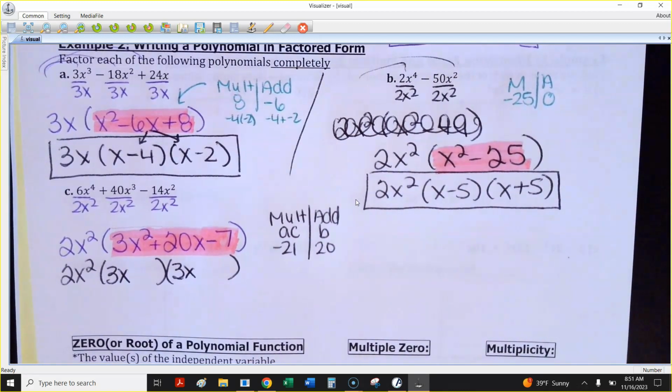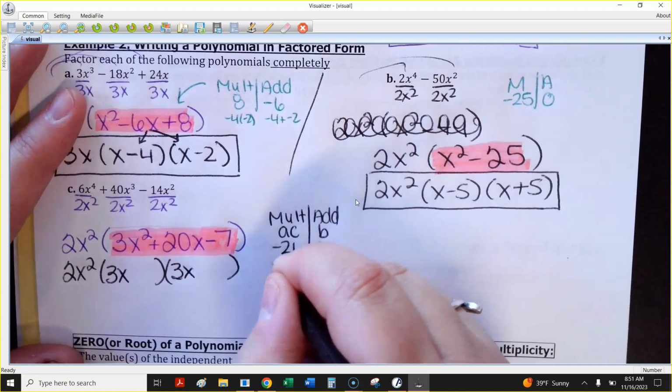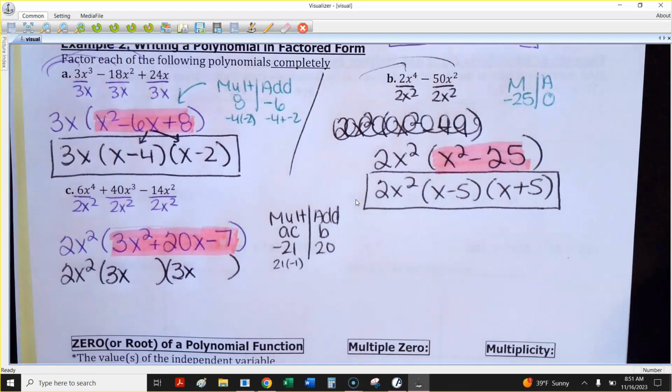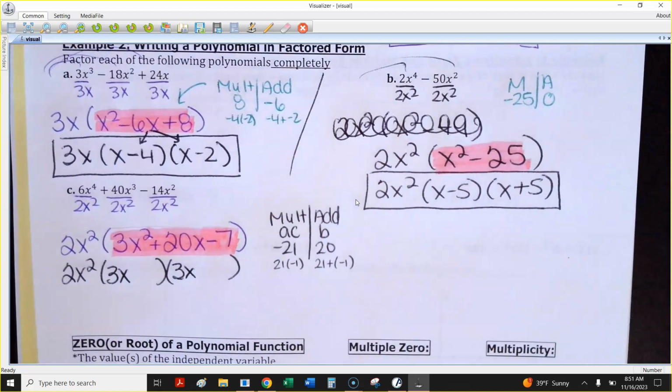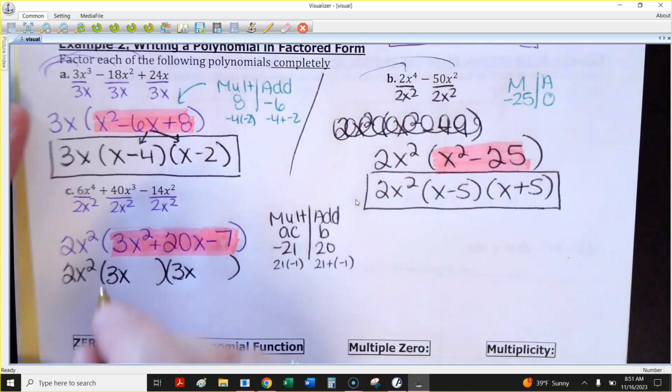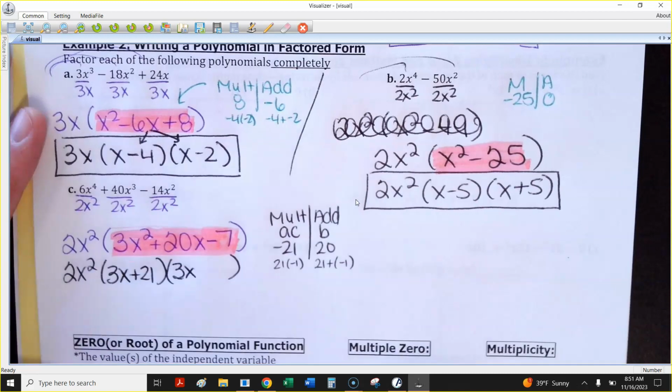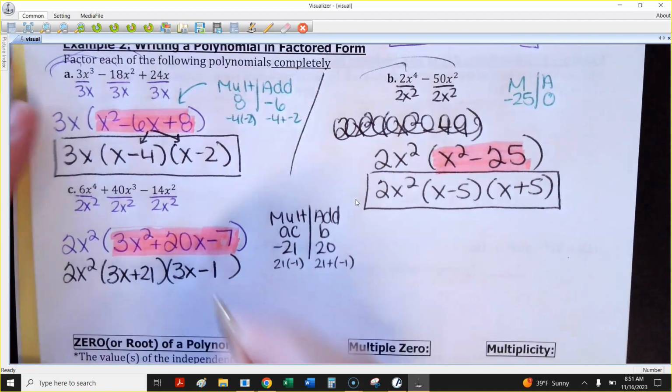Can you guys think of two numbers you could multiply together that would give you negative 21, but when you added them, it would be 20? Yes, okay. So 21 times negative 1, right? That'd be negative 21. 21 plus a negative 1 would give me 20. So in one of the factors, I'm going to put plus 21. In the other, I'm going to put minus 1.